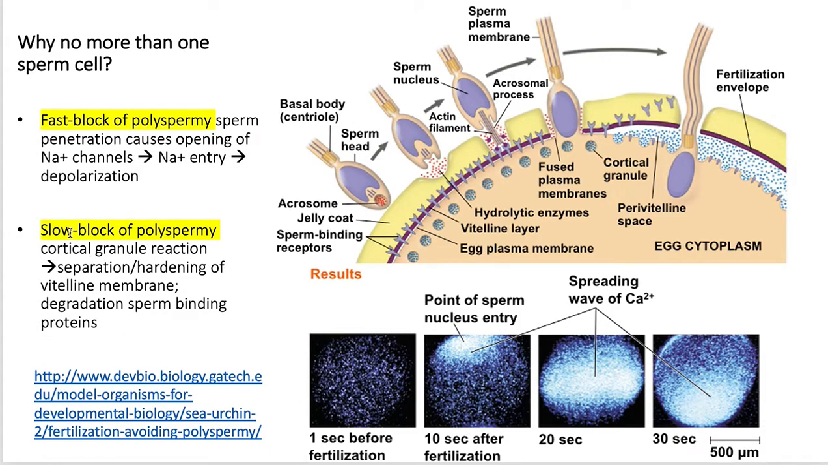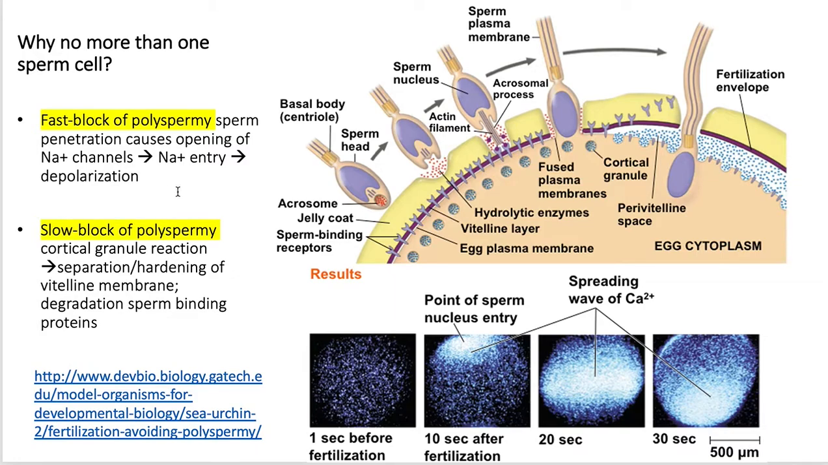And then there's something called the slow block of polyspermy, and this involves little granules, vesicles just underneath the cell membrane. These granules contain enzymes that are activated by calcium, and you can see here calcium activity increasing after the sperm penetrates the egg. Calcium triggers the release of chemicals from these vesicles, and once the chemicals are released, they do all sorts of things that make it impossible for any other sperm to bind, including the removal of sperm receptors on the surface of the egg.